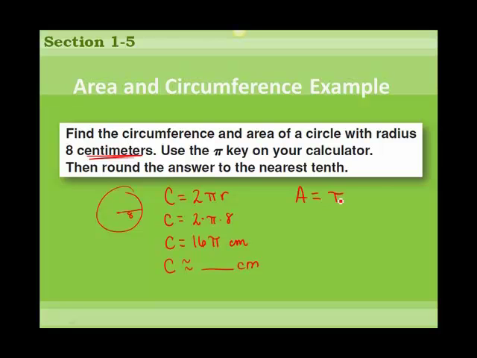To find the area, it's pi times the radius squared. So the area in this case would be pi times 8 squared. And then the exact answer for the area would be 64 pi. And then we would have to do centimeters squared. Now I'm perfectly fine with this answer, but you can also use the pi key on your calculator to get an approximate answer. 64 times pi, you would get a decimal, round to the nearest tenth, and the units are still centimeters squared.